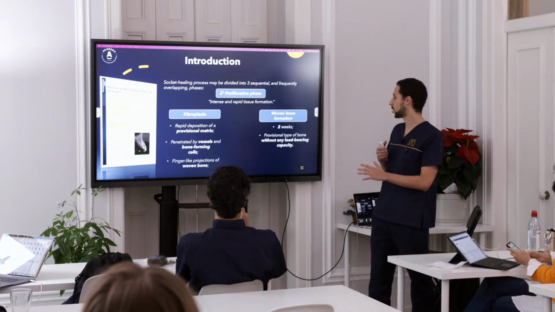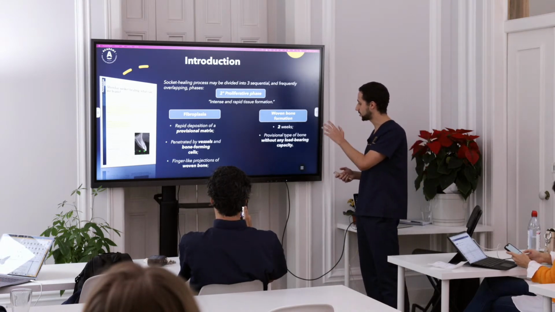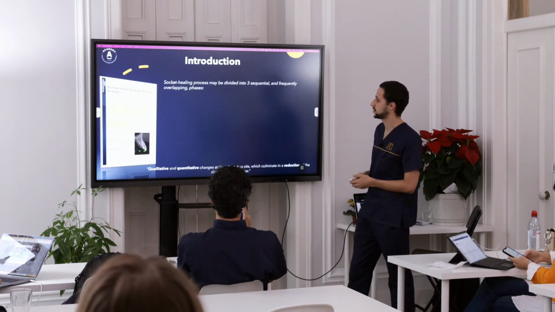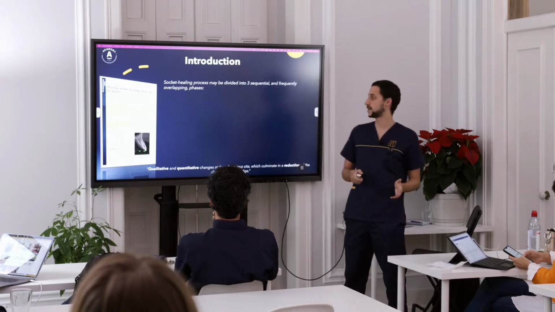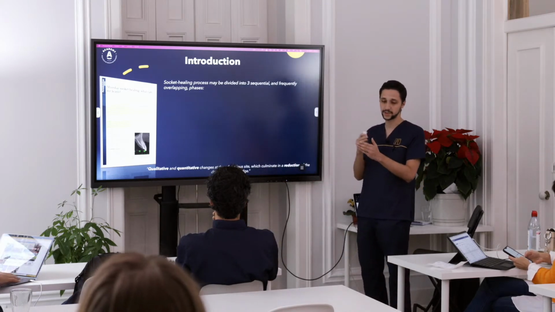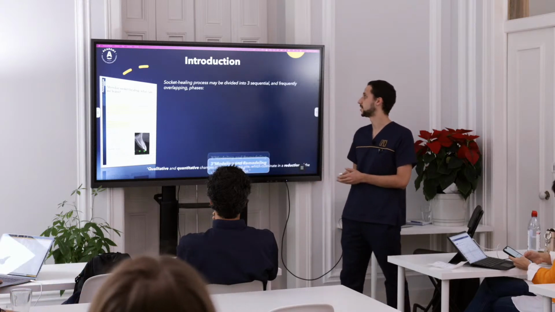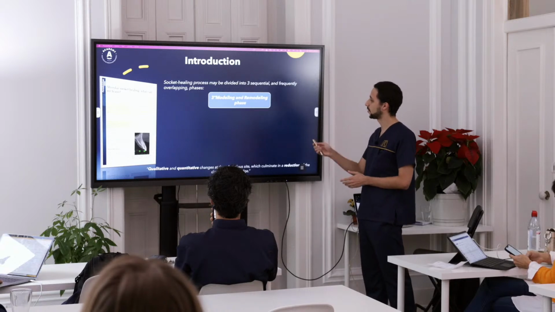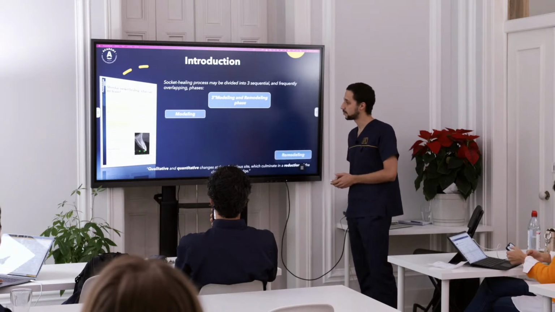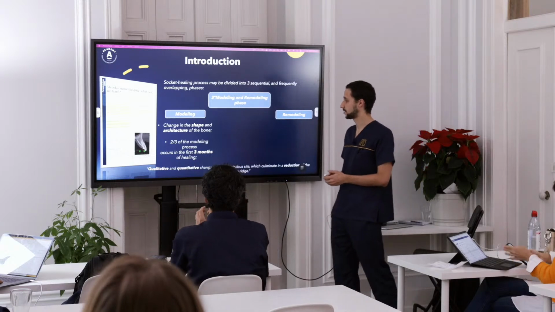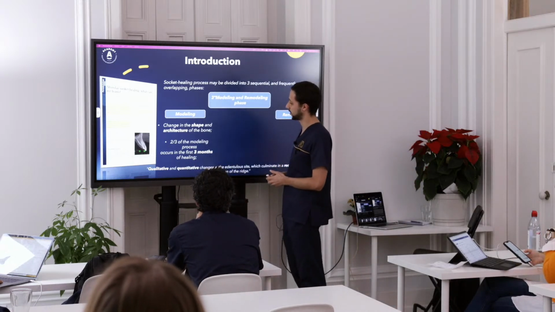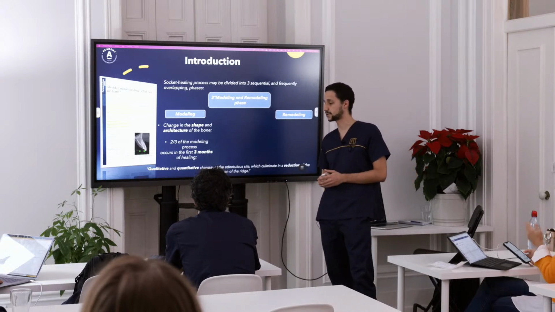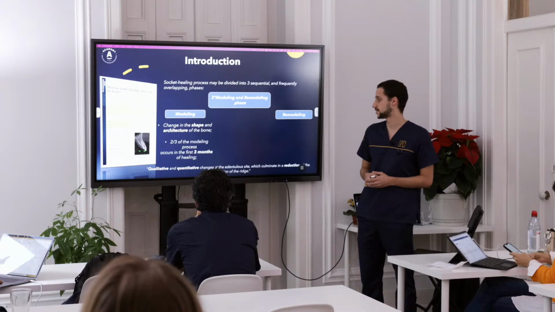So this then is going to be changed, and it's going to become mature bone. And that is going to occur in the third and last phase. It's important for me to say also that it's all sequential, but frequently the phases overlap each other. So the last phase that we have in the socket healing process is called the modeling and remodeling phase. We have the modeling phase that is characterized by the change of the shape and architecture of the bone. And we know that 2/3 of this modeling process will occur in the first 3 months of healing.